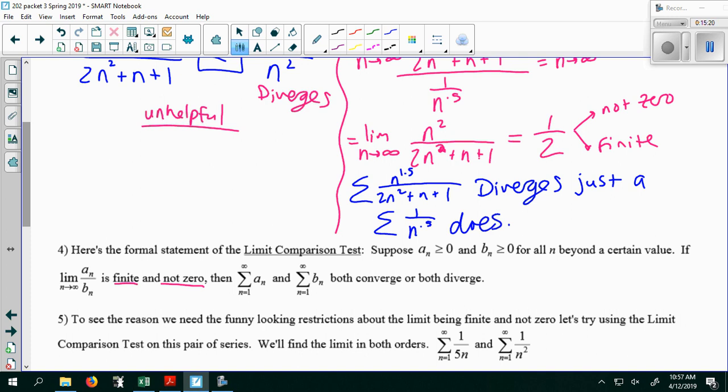Okay, so that feels like I could just move on and say, that's the test, right? It has to be non-zero and finite. But I just want to dig in a little bit and ask, why is that what it has to be? Why does non-zero and finite mean that they have the same behavior?